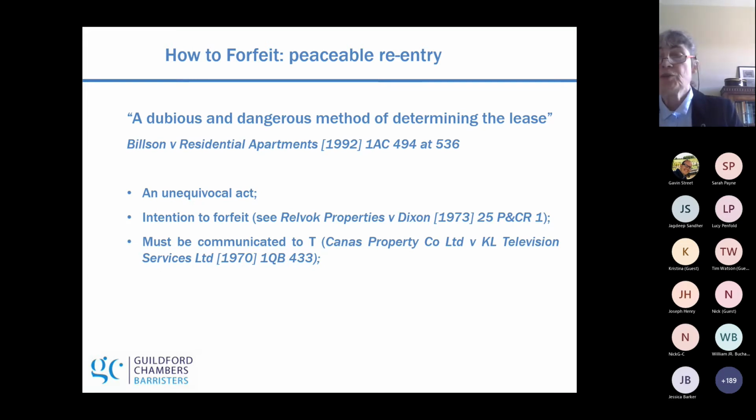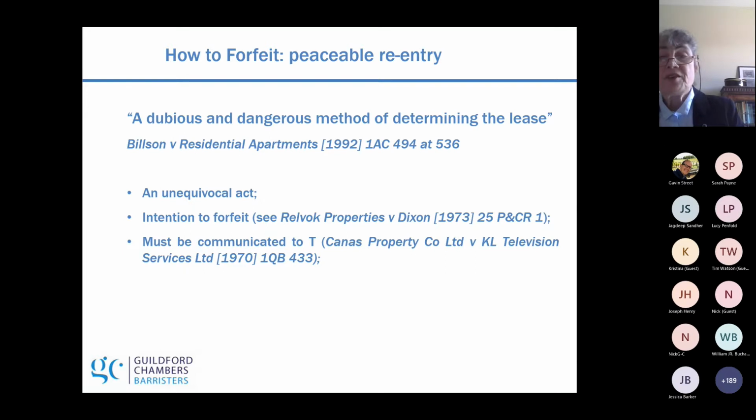Usually, a forfeiture clause will state that the landlord may enter part in the name of the whole of the land, and that does simplify the practicalities of a peaceable re-entry. An intention to forfeit is obviously required. This can usually be presumed in the case where locks are changed, but not if the landlord's motivation is otherwise.